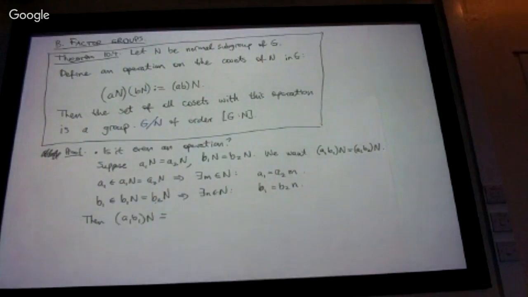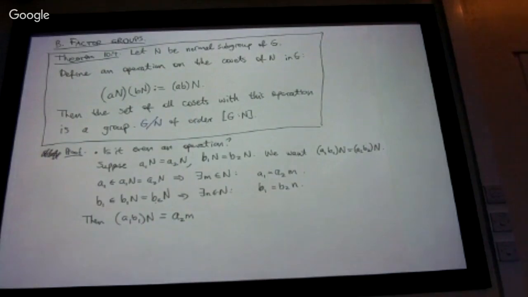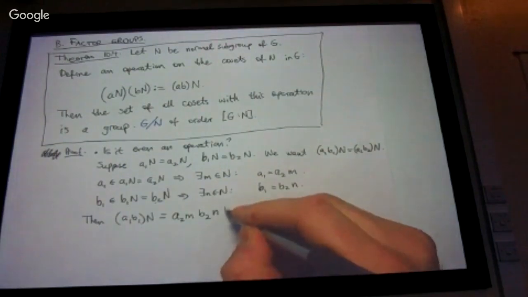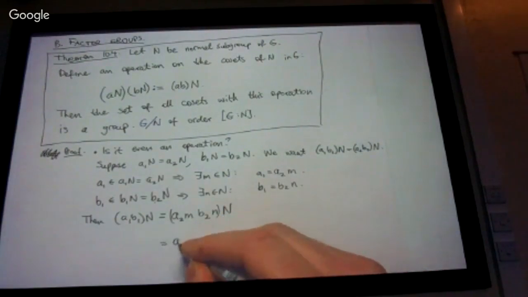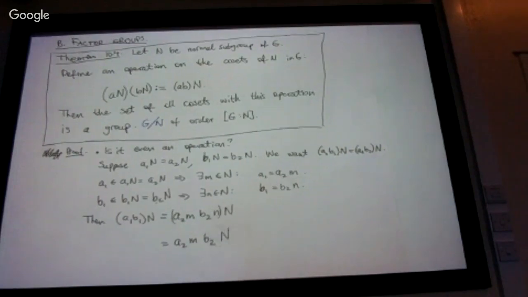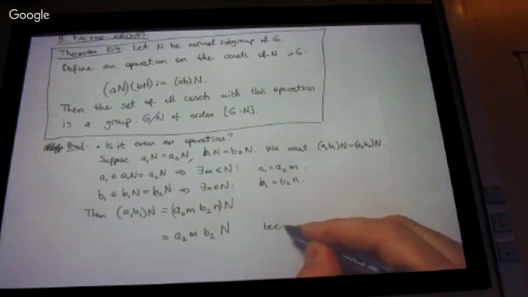So what's A1? A1 is A2 M. What's B1? It's B2 N times N. Now, by the rules of cosetting, you get A2 M, B2 N. Well, because N is in N, so if I do N times anything in N, I'm not getting out of N. Okay, so what I'm... I'll accept that.